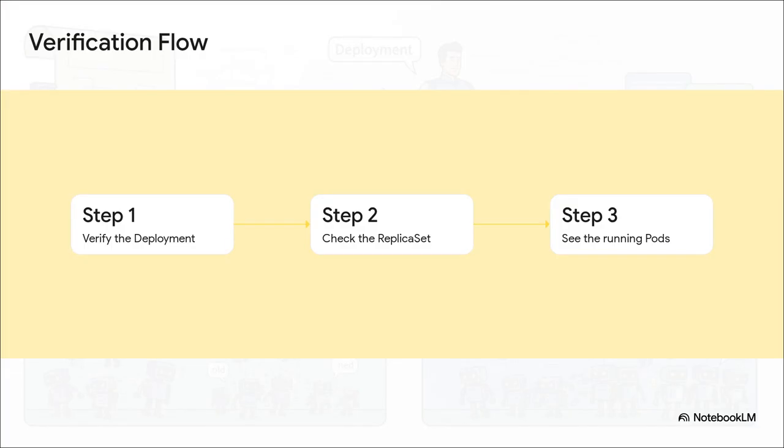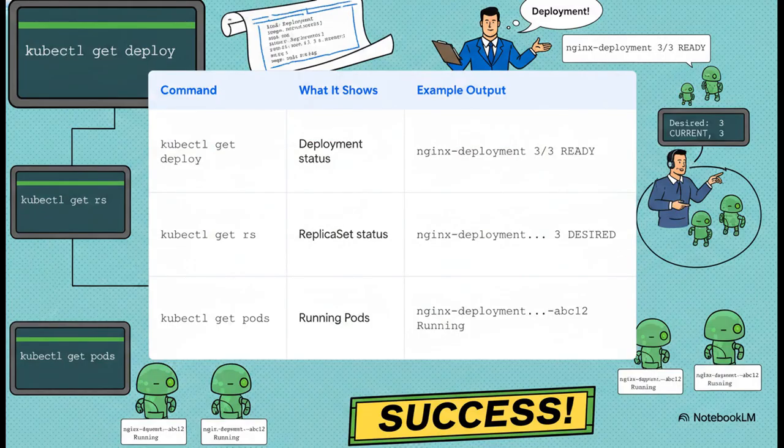So after you run apply, what's next? You always verify. We're going to check each layer of that hierarchy we just talked about. First, the deployment itself, then the replica set it created, and finally, the actual running pods. And here's what that looks like. kubectl get deploy shows us the big picture. nginx-deployment is up, and 3 out of 3 are ready. Good. Then kubectl get rs. That shows us the supervisor, the replica set, and yep, its desired count is 3. Perfect. Finally, kubectl get pods, and there they are, our 3 individual worker pods, all happily in the running state. Everything looks exactly as we planned.